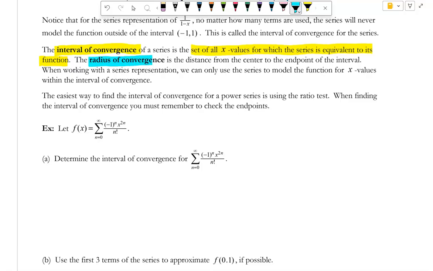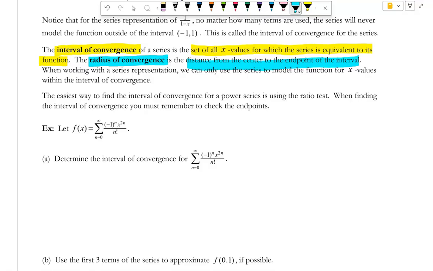Now, we will sometimes be asked about the radius of convergence. The radius of convergence is the distance from the center to the endpoint, so basically half of the interval of convergence. Just like the radius of a circle is half of the diameter, the radius of convergence is half of the length of that interval. So our goal is to be able to find the interval of convergence.